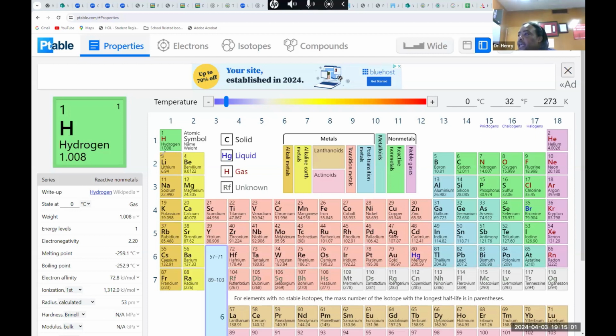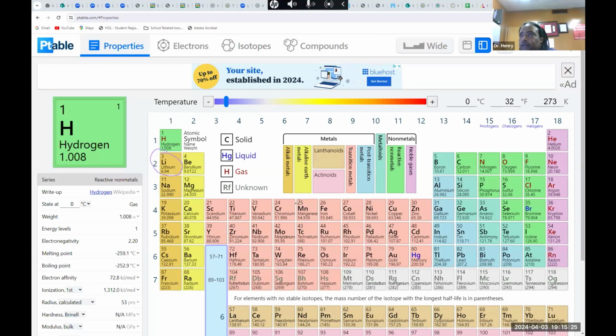So in the case of lithium, it could either try to gain 1, 2, 3, 4, 5, 6, 7 electrons to be like neon, or it could just lose 1 electron to be like helium. What do you think it's going to want to do? Lose one. It's going to want to lose 1.